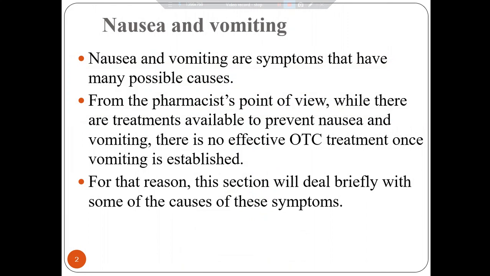From the pharmacist point of view, there are many treatments available to prevent nausea and vomiting: H1 antagonists, muscarinic antagonists, dopamine receptor antagonists, 5-HT3 receptor antagonists, cannabinoids, phenothiazines, D2 receptor antagonists, and vitamin B6. A lot of drugs have antiemetic effects. There is no effective OTC treatment once vomiting is established.